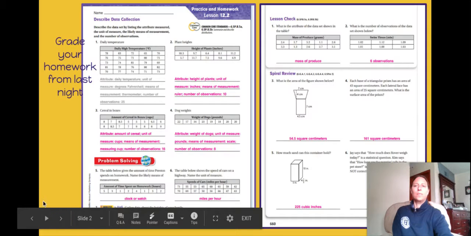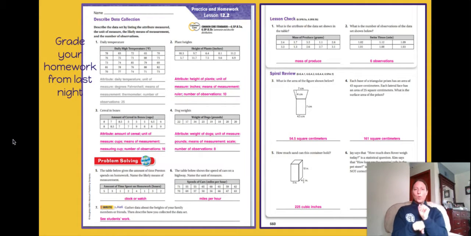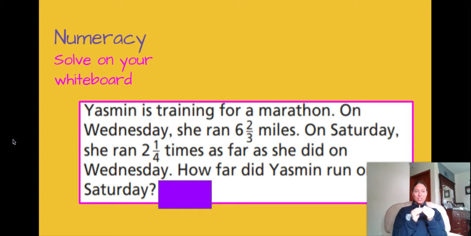Our first slide is numeracy. It says Yasmin is training for a marathon. On Wednesday, she ran 6 2/3 miles. On Saturday, she ran 2 1/4 times further than Wednesday. How far did Yasmin run on Saturday? So again, we have 6 2/3 on Wednesday, and then Saturday we have 2 1/4 times more than Wednesday's run.